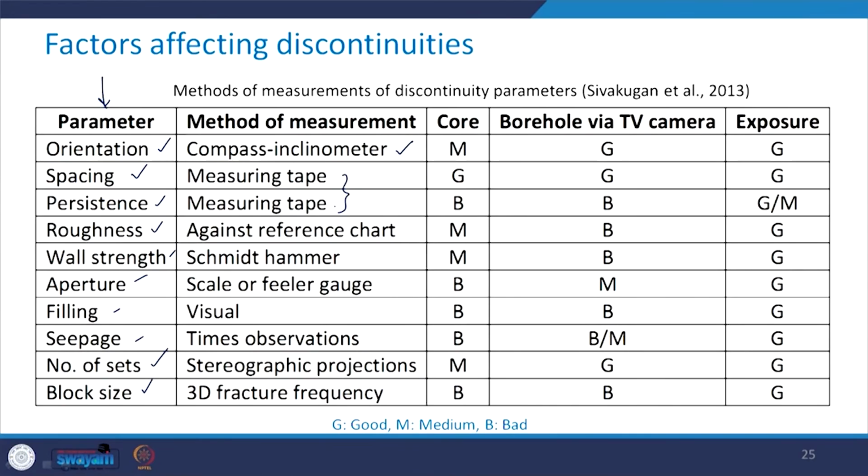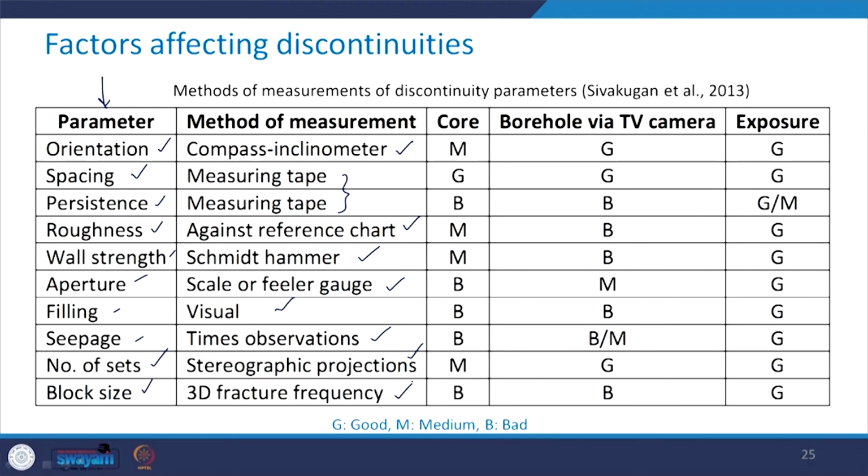For roughness, you have some reference charts, so you have to take the help of those reference charts in order to decide the roughness. Wall strength, we have seen how to determine this using the Schmidt Hammer rebound test. Then aperture, either you use a scale or a feeler gauge. Filling, visual. Seepage, you have to make visual observation with respect to time. Number of sets, stereographic projection comes into the picture. Block size, we have 3D fracture frequency.